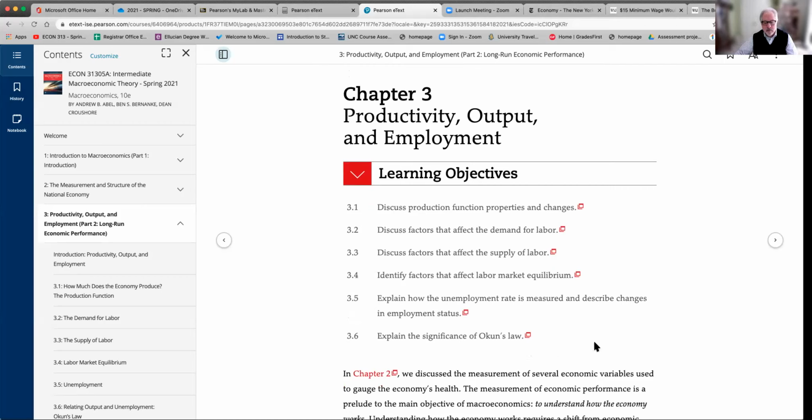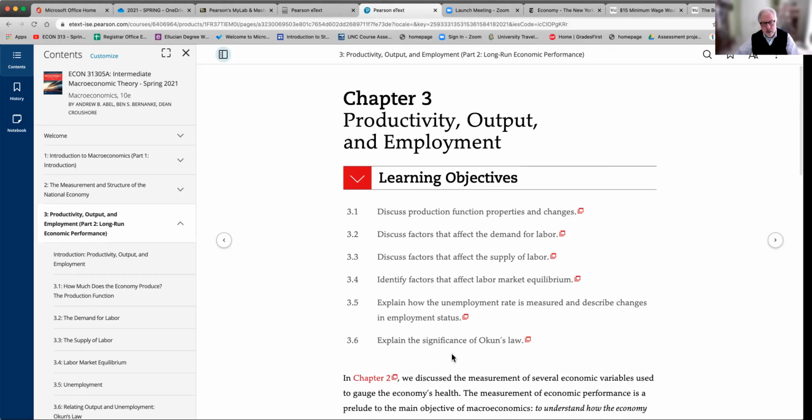You should be able to go back after you read a chapter and think back through each one of these and be able to do the things that are laid out here in these learning objectives. The beginning of a chapter provides a summary of the chapter as well.